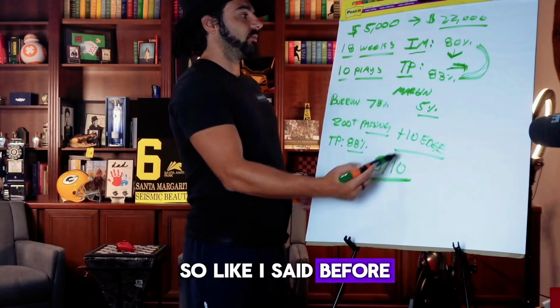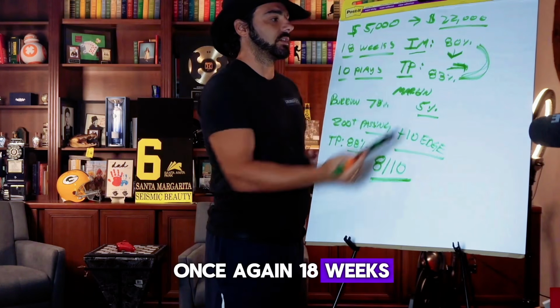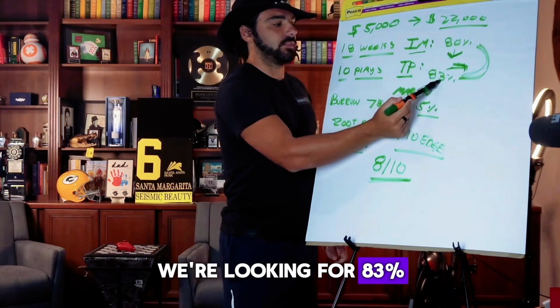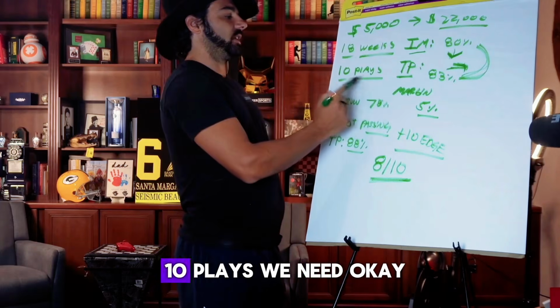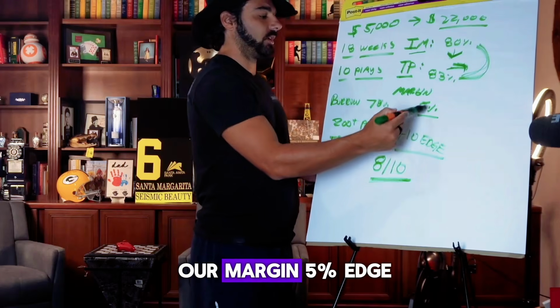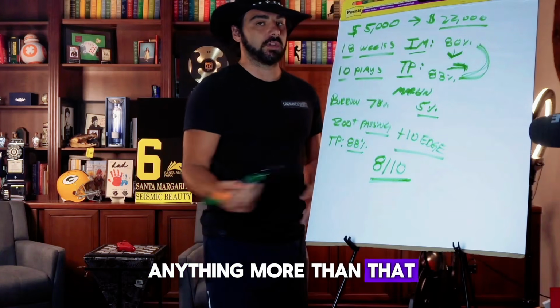So like I said before, once again, 18 weeks. Implied probability, we're looking for 80% and below. True probability, we're looking for 83% and above. At least 10 plays we need. That's our goal: get at least 10 plays. Our margin, 5% edge. Anything more than that is better.